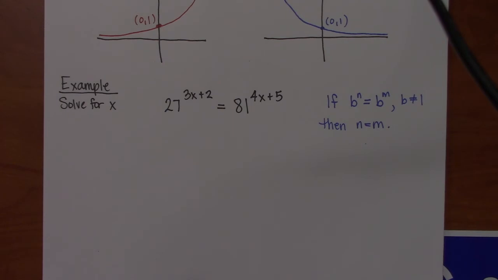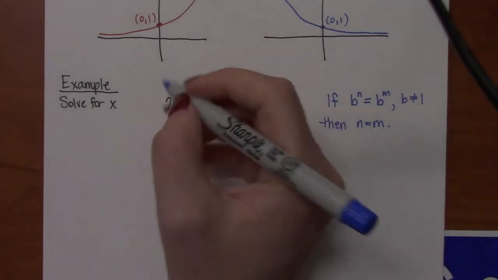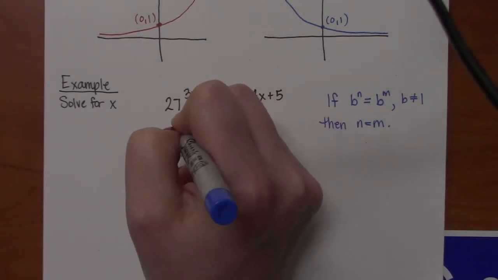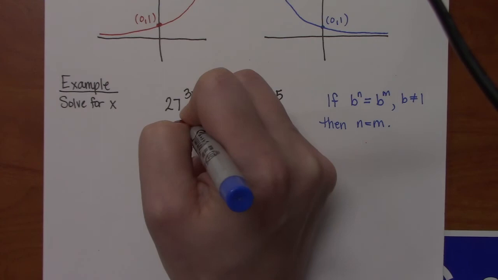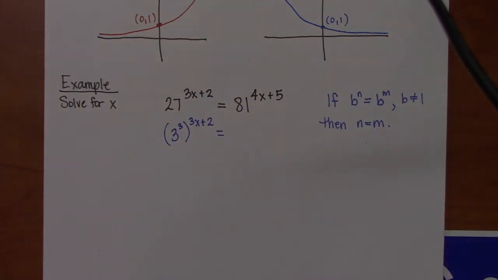3 to the third, right? 3 times 3 times 3. So you want to think of 9 as 3 times 3, not 9, right? So if 9 times 3 is 27, then 3 times 3 times 3 is 27. So what I can do is take this 27 and say, well, that's 3 cubed, right? And then I'm going to raise it to everything else, right?